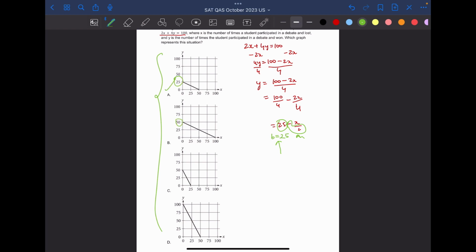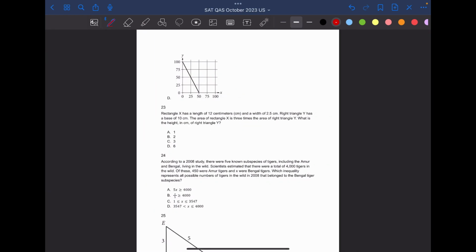Here we have 50, this is wrong because you want 25 once again. Here we have 50 again, so this must be wrong. And here we have 100, so this must be wrong as well. Therefore, the answer is A. It's that simple and that easy. Just look at the y-intercept or the slope of the equation if the y-intercept doesn't tell you the answer right away. Okay, so that's it.